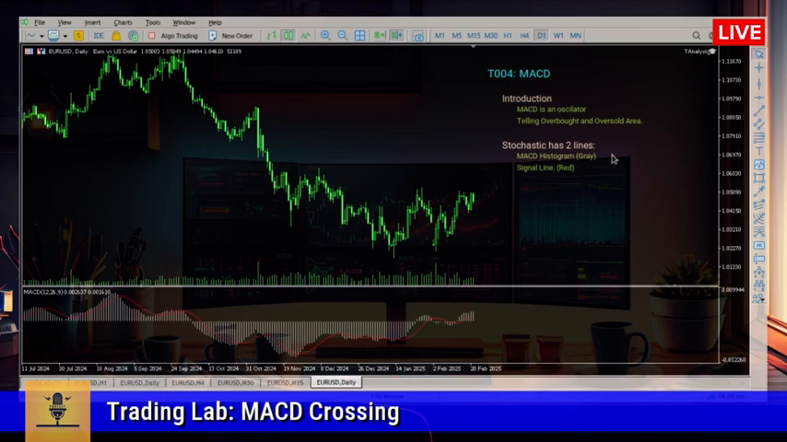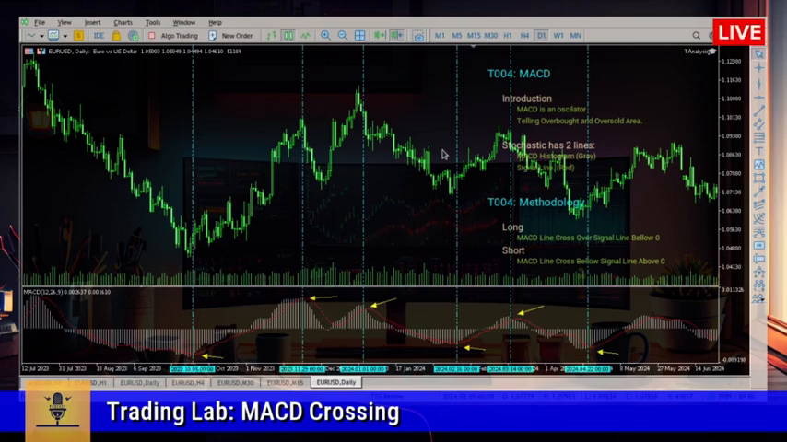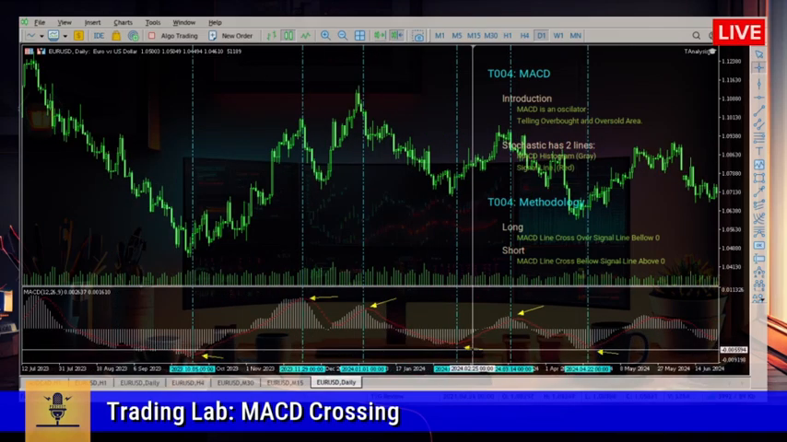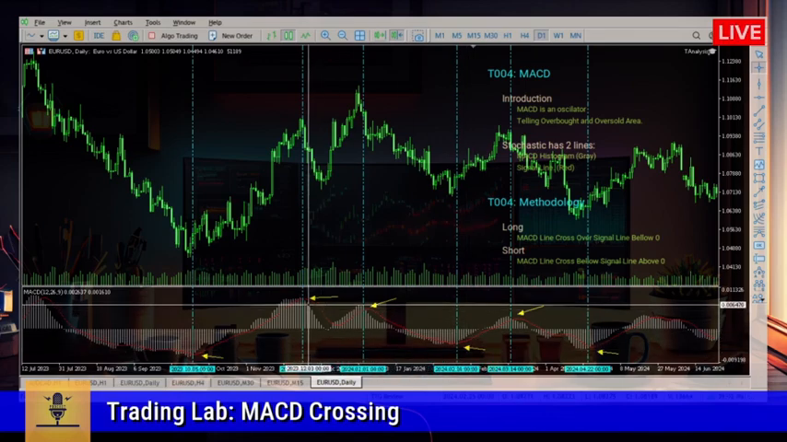There are many methodologies to use MACD. Now we will use the simplest one, which is MACD crossover. The rule is: we go long when the MACD line crosses over the signal line below zero. And we go short when the main line crosses below the signal line above zero.